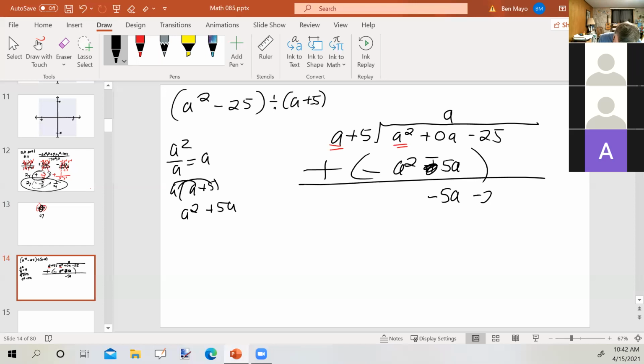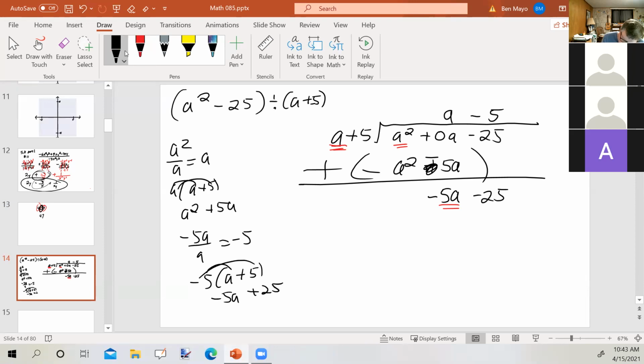Yes. Bring down the next term. Start the whole process over. Leading term inside divided by leading term outside. Negative 5a divided by a is negative 5, so minus 5 goes up there. Minus 5 times a plus 5, negative 5a plus 25. No, minus 25, my bad, sorry.